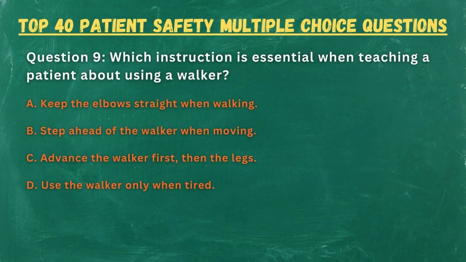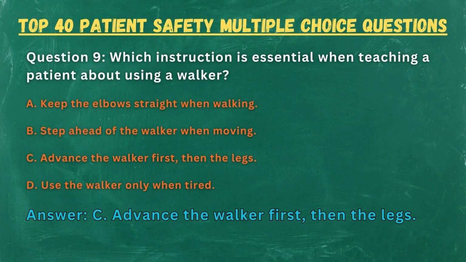Question 9. Which instruction is essential when teaching a patient about using a walker? A. Keep the elbows straight when walking. B. Step ahead of the walker when moving. C. Advance the walker first, then the legs. D. Use the walker only when tired. Answer. C. Advance the walker first, then the legs.